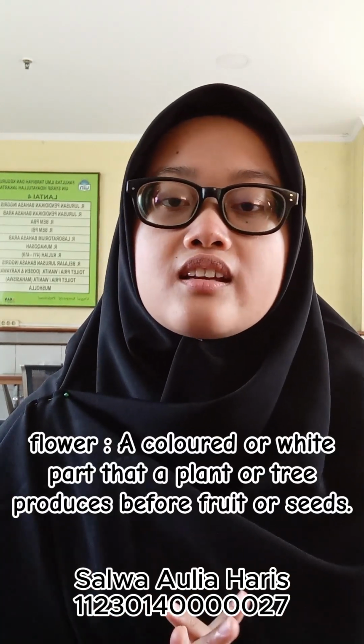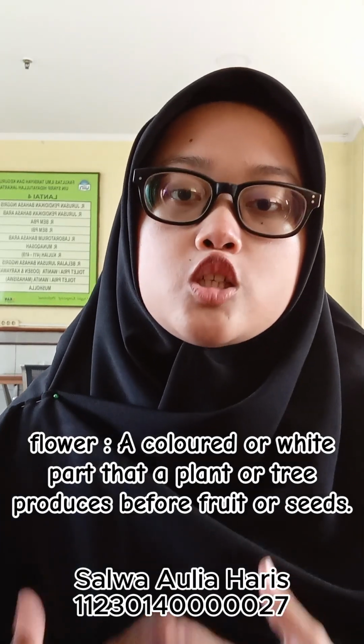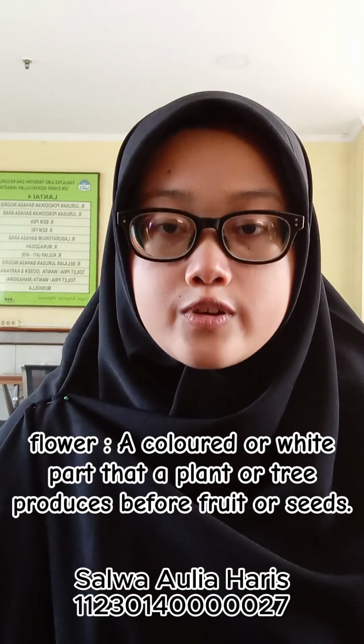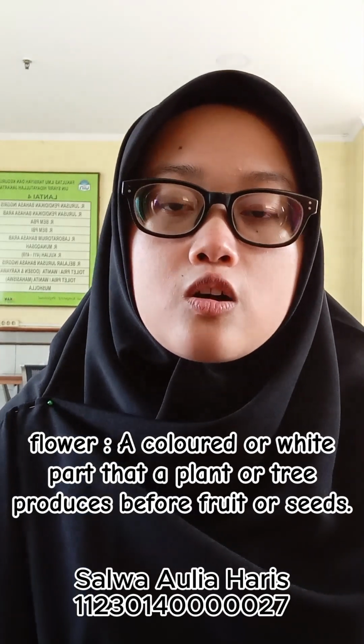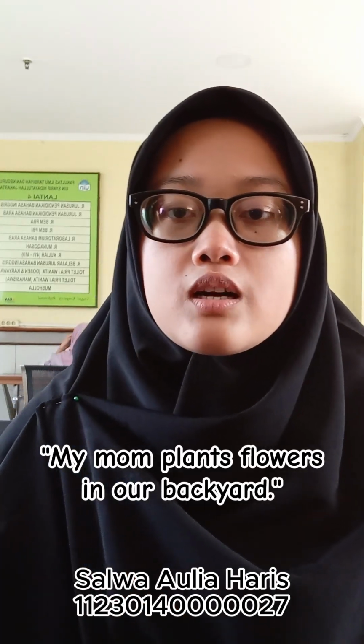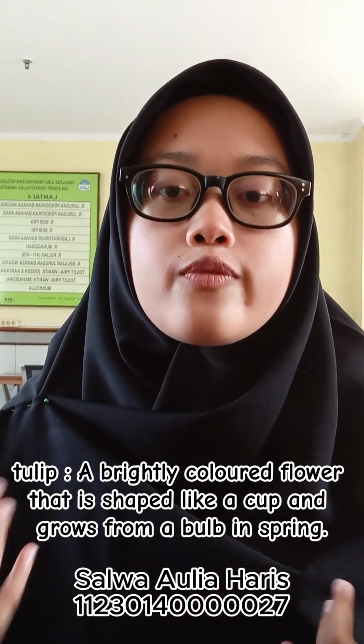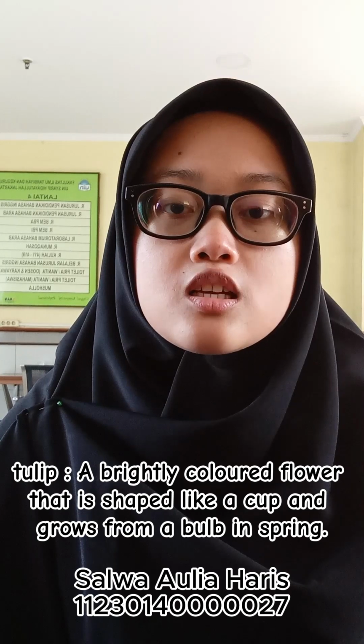The next example is flower and tulip. Flower is the colorful part of a plant or tree that is produced before fruit or seeds. For example, my mom plants flowers in our backyard. Tulip is a brightly colored flower that is shaped like a cup and grows from the bulb in spring. For example, tulip is my favorite kind of flower.